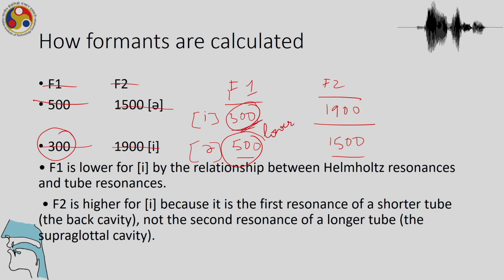E has lower F1, but E has much higher F2 with 1900, because it is the first resonance of a shorter tube, the back cavity, and not the second resonance of a longer tube. So like the supraglottal cavity of the schwa. So the reason why F1 is very low for a high front vowel like E is because of the complicated relationship between Helmholtz resonances and the tube resonances.